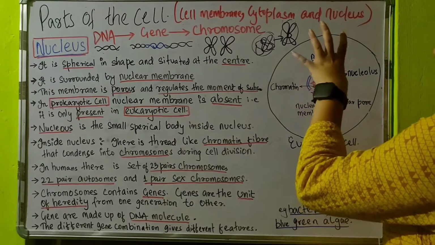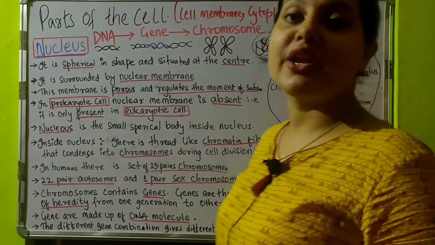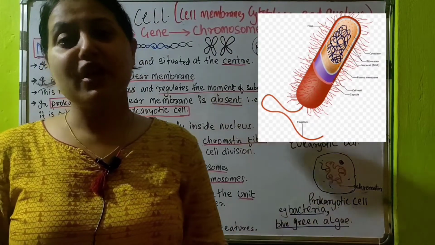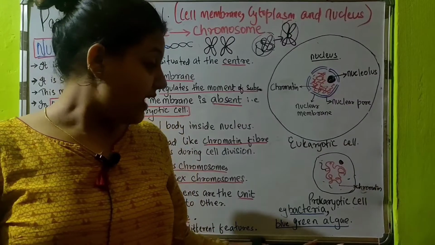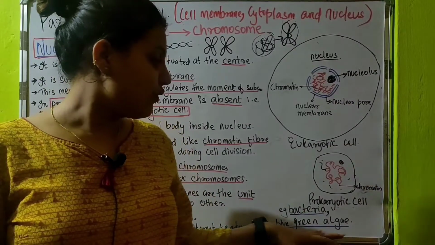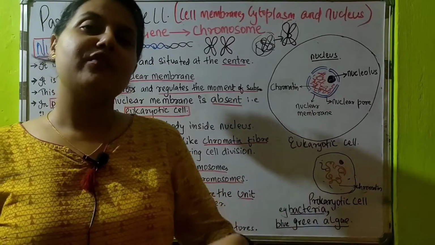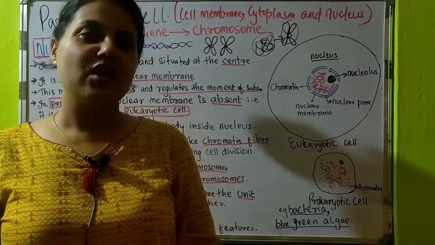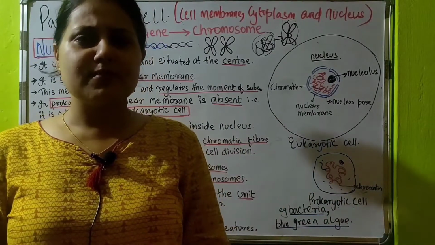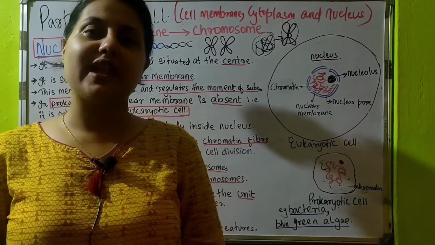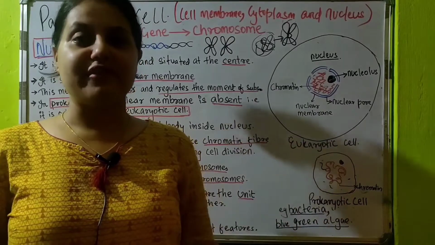The cell having the nuclear membrane are known as eukaryotic cell, and the cell which does not have a nuclear membrane is known as a prokaryotic cell. You see the prokaryotic cell are found in bacteria and blue green algae. But the eukaryotic cell are found in all the higher living organism, or it can also be found in the simple living organism also. But mostly all the higher living organism are made up of eukaryotic cells.